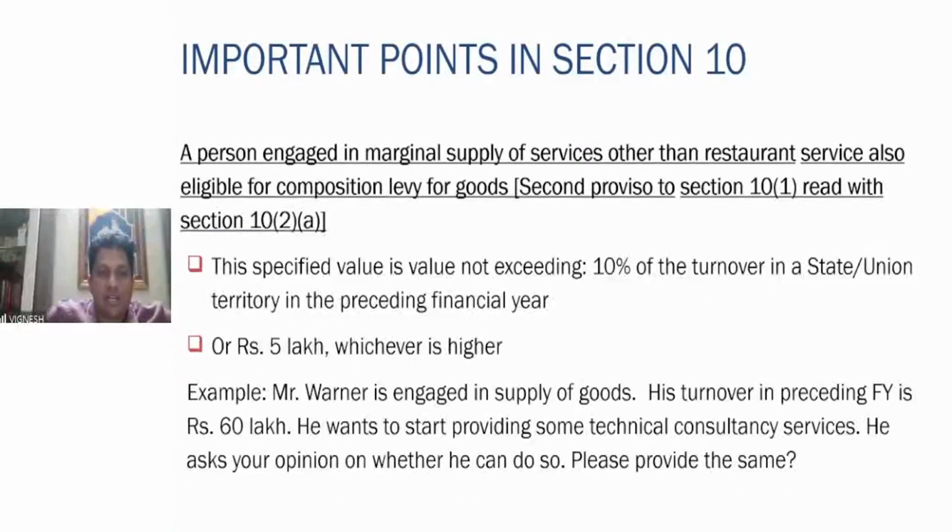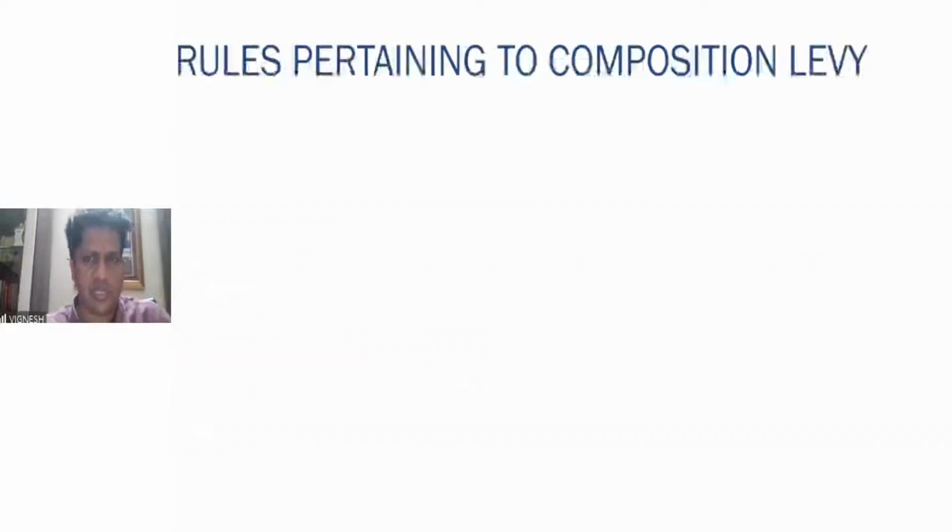What you have to take into consideration? Specified value is 10% of the value in the preceding financial year or 5 lakhs, whichever is higher. Example, Mr. Warner is engaged in supply of goods. His turnover in the preceding financial year is 60 lakhs. He wants to start providing some technical consultancy services, whether he can do. So the preceding financial year turnover is 60 lakhs. So 10% of that or 5 lakhs, whichever is higher, 10% of 60 lakhs is 6 lakhs. Since 6 lakhs is higher, he can provide the technical consultancy services only up to 6 lakhs as per the second proviso.